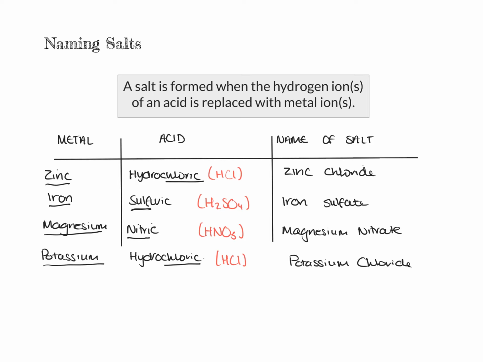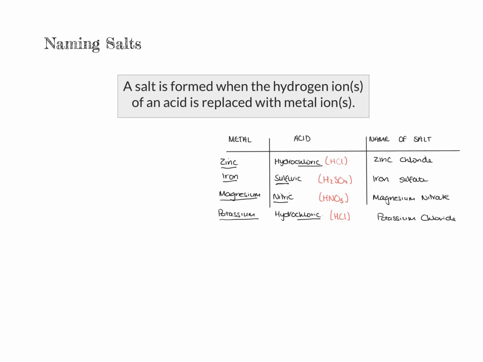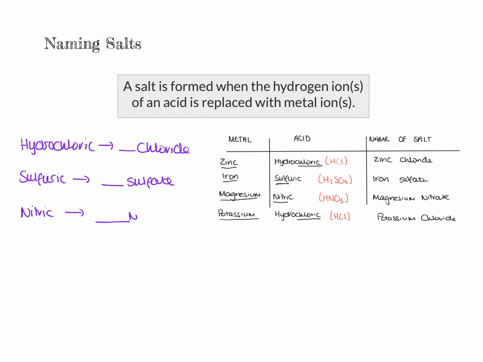So I'll give you a quick summary of how you name a salt based on which acid you've got. So hydrochloric acid will give you something chloride. Sulfuric acid will give you something sulfate. And nitric acid will give you something nitrate. And all you've got to remember is in these gaps you put the metal that you're reacting with the acid.